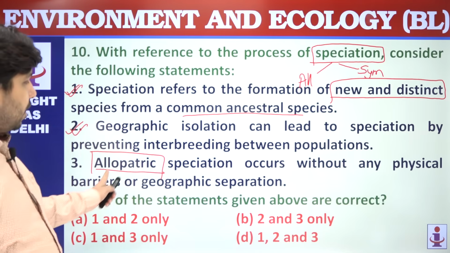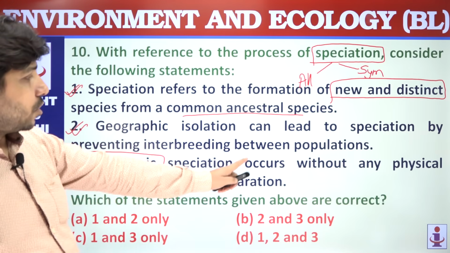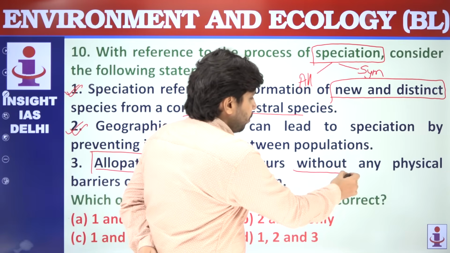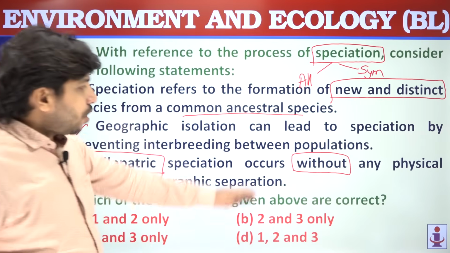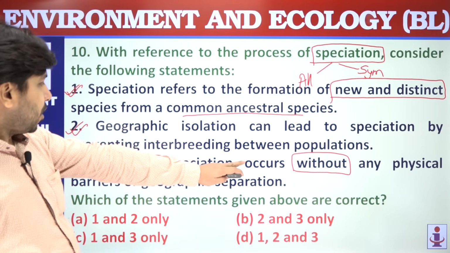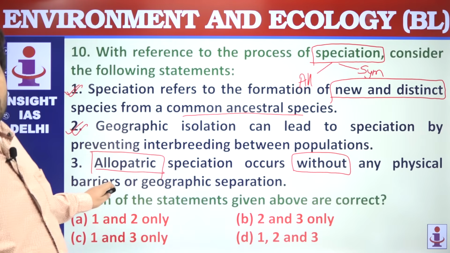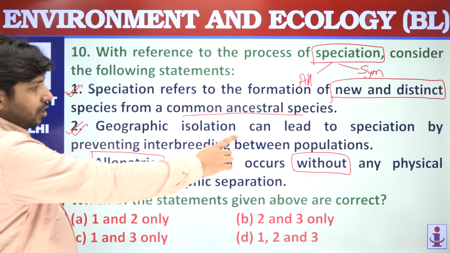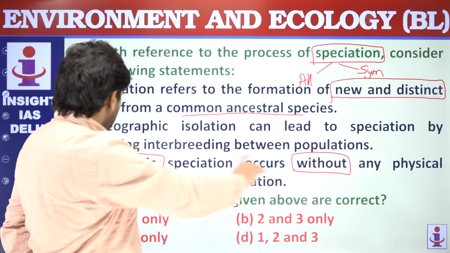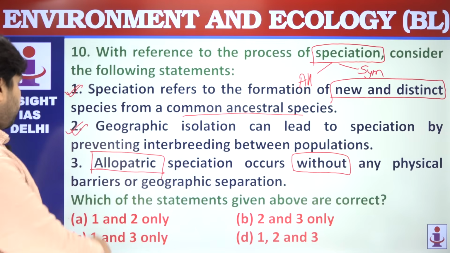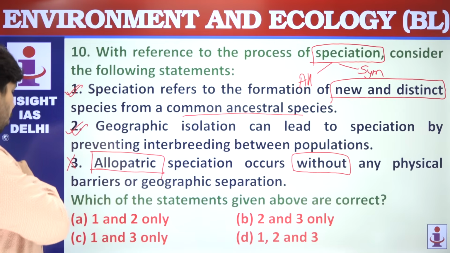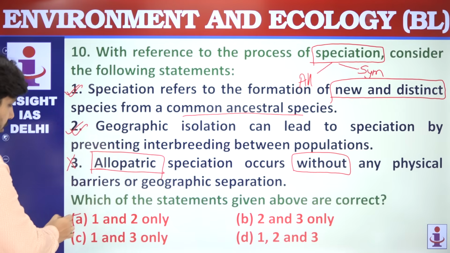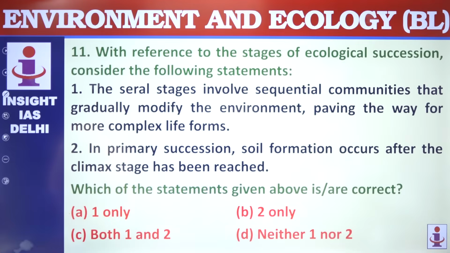Third statement saying allopatric speciation occurs without any physical barriers. No. Here it is saying without. If it is without geographic separation, then it should be sympatric. But here it is saying allopatric, so allopatric should be with physical barriers or geographic separation. So statement 3 is not correct. So only two statements, 1 and 2, are correct.